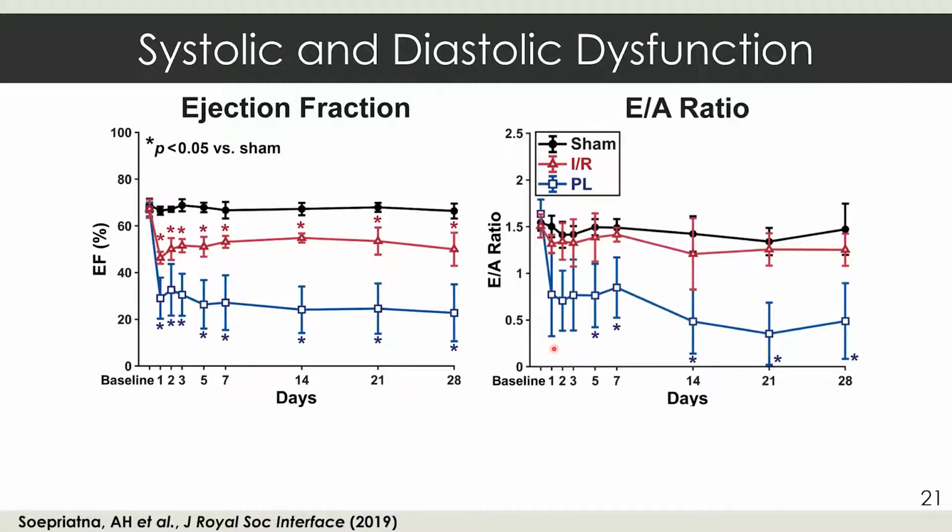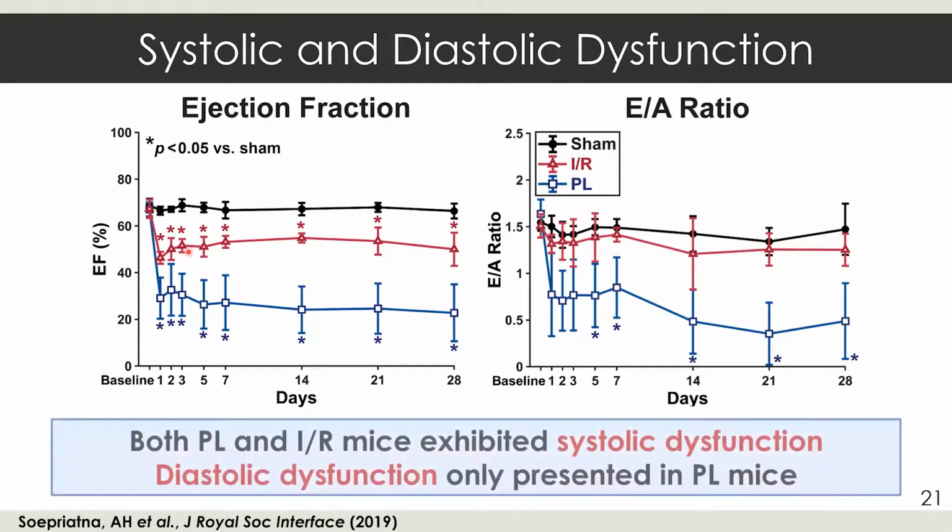This is reflected as well when you look at ejection fraction, and at systolic and diastolic dysfunction with the E/A ratio. The permanent ligation group has a much lower ejection fraction than the ischemia reperfusion group, but both are statistically significantly different from the sham group. But if we look at the ischemia reperfusion group in terms of diastolic dysfunction, we actually don't see any diastolic dysfunction in that group.